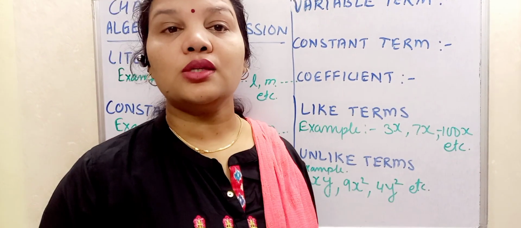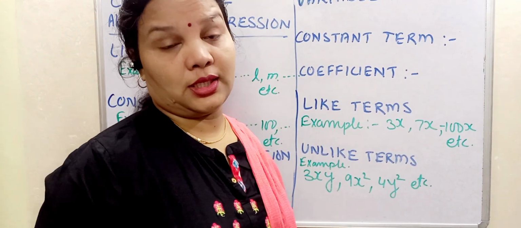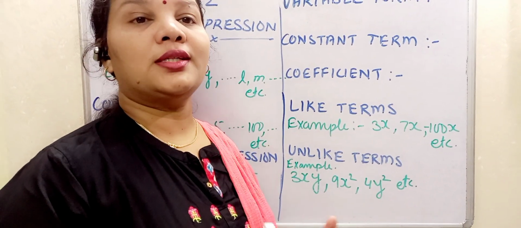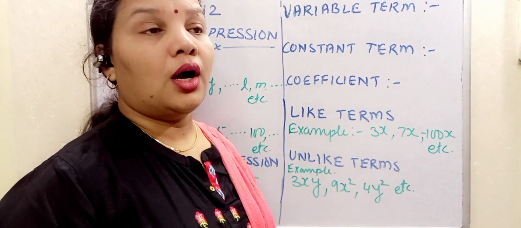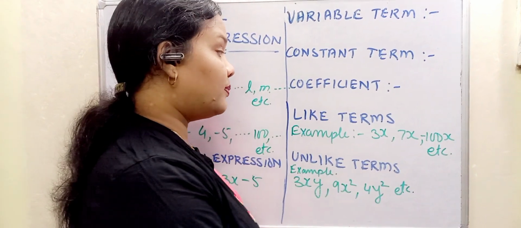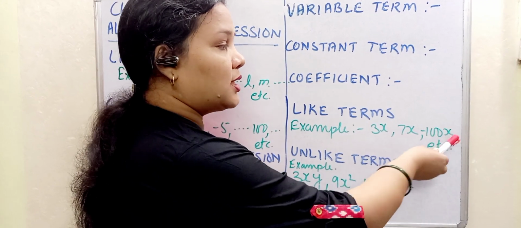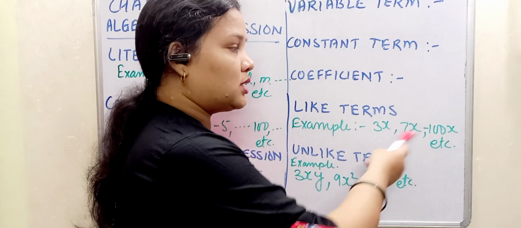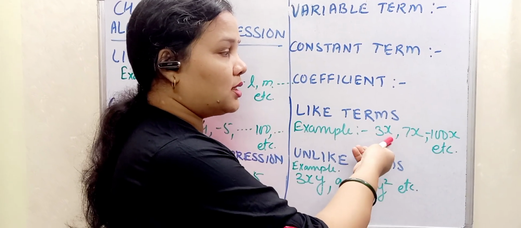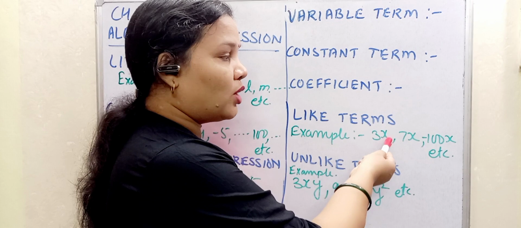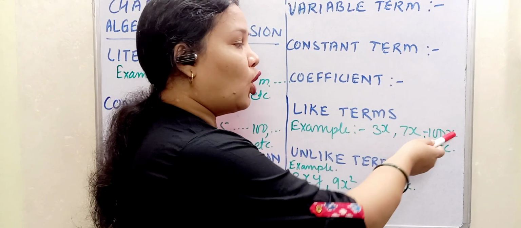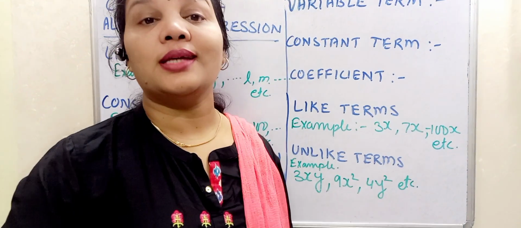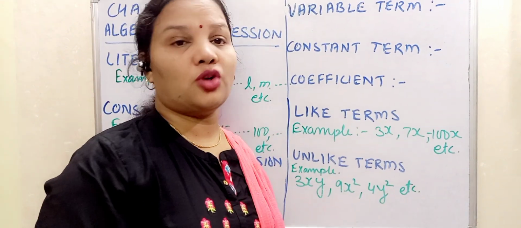Now next is about like terms. Like terms are those terms which contain the same kind of variable, or the same literal quantities. Here I am taking an example: 3x, 7x, minus 100x. What is your observation here? You can see that each of these examples carries the same variable. X is the variable, and it is the same for all these examples, right? So these kinds of terms are known as like terms, which contain the same kind of variable.